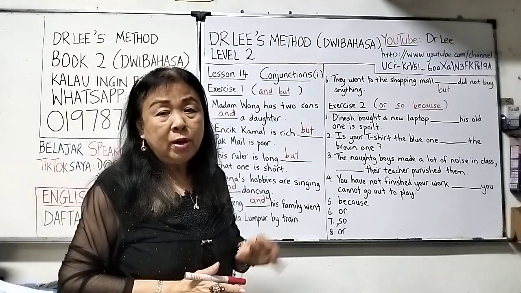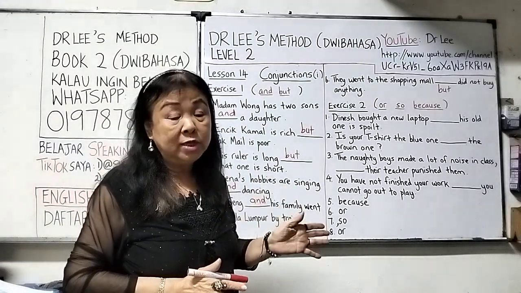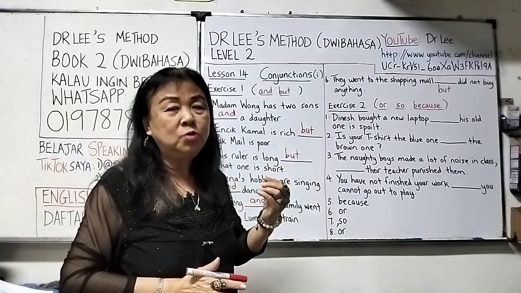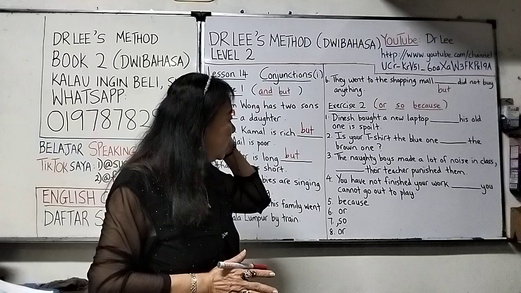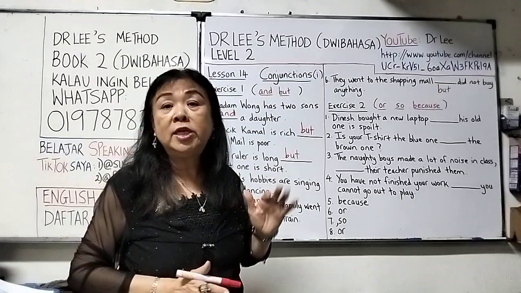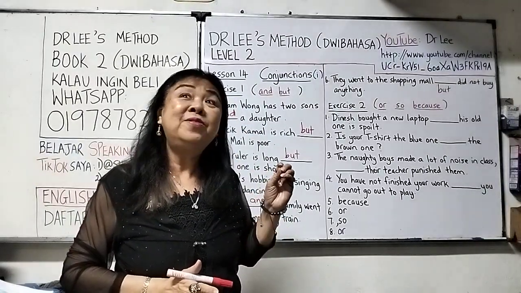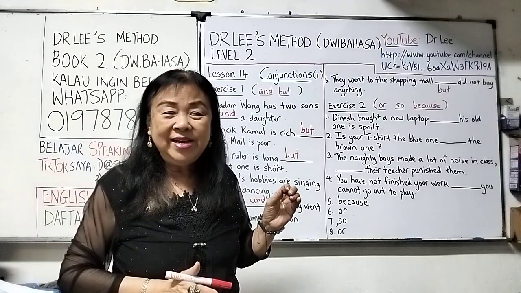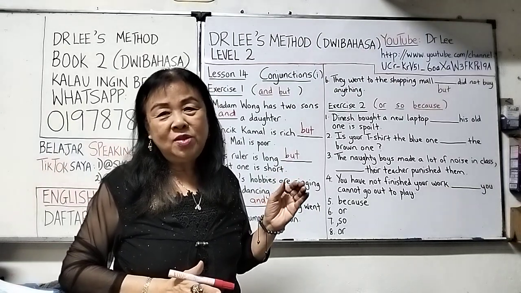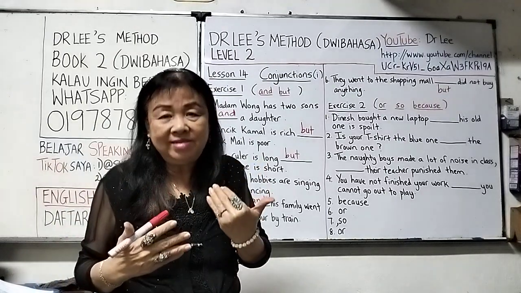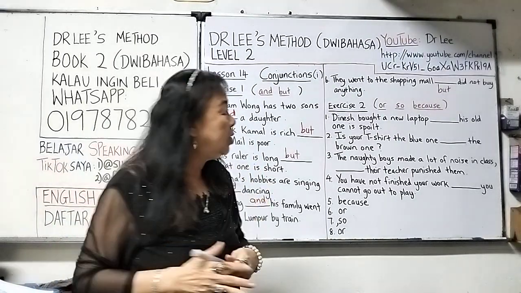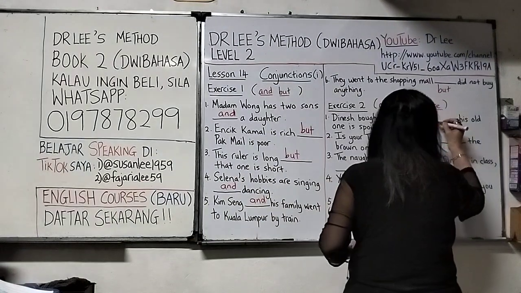Exercise 2, you have to fill in with 3 different conjunctions. You have to choose from 3 different conjunctions, also, because. So Dinesh bought a new laptop, his old one is spoiled. So there is a reason why he bought a new laptop. The old one was spoiled. So it gives us a reason. When it gives us a reason, we should use because.